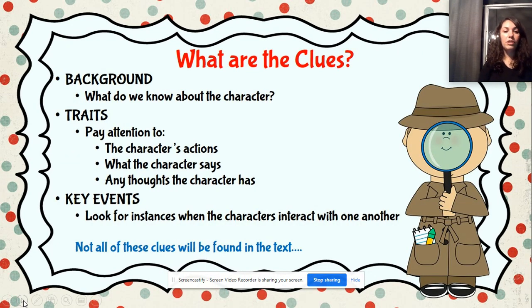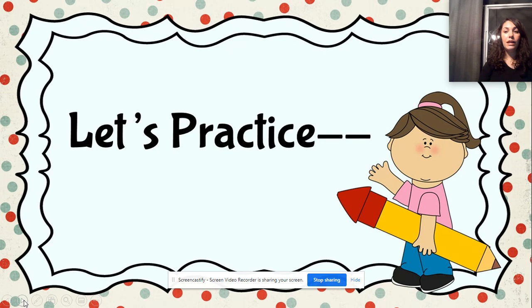So, what are the clues? The clues are the most important part because this is your text evidence. This is what's going to lead you to make the inferences on the character so that you can really understand the character's motives. So, the background: what do we know about the characters? You're going to focus on those traits. You're going to pay close attention to the character's actions, what the character's saying, and the character's thoughts. The key events: look for how the characters interact with other characters. Remember, as you're looking for these clues, not all of them will be in the text. Sometimes you may find one, sometimes you actually may find all. But focus on those clues leading to the character's feelings.